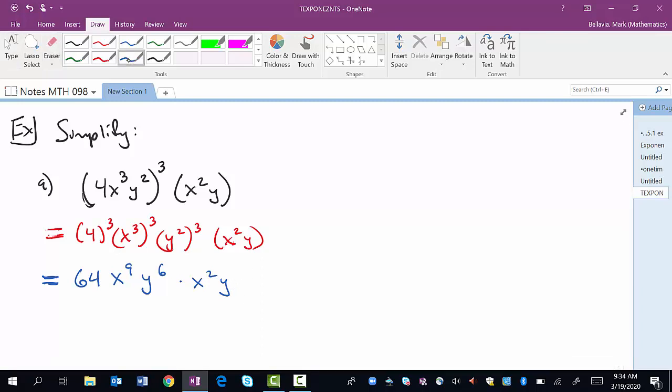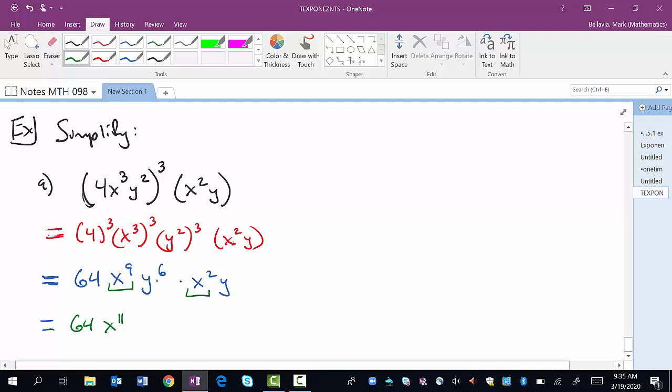So once I've done this, I'm not simplified completely because I have more than one of each variable showing. You can multiply same bases with same bases. So 64, well, that's 64. There are no other coefficients. We have x to the ninth times an x squared. When you multiply two things with the same base, remember this is multiplication, you add their exponents. So this is x to the 9 plus 2, which makes it x to the 11th.